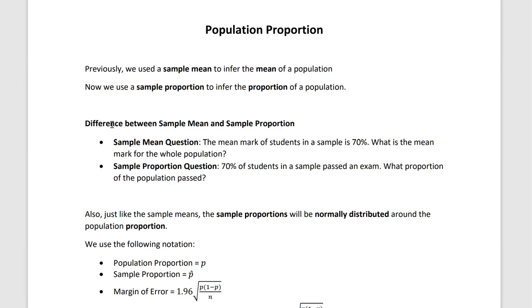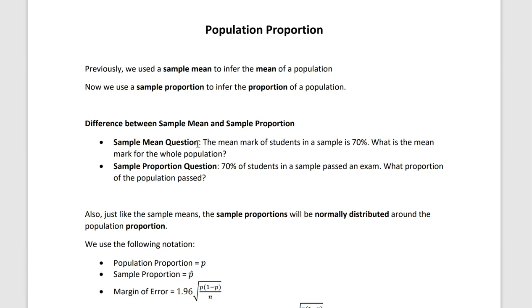To emphasize the difference, I'm showing two simple examples here. A sample mean question, which we've been doing, would be something like this: the mean mark of students in a sample is 70. What is the mean mark for the whole population? That's what you're trying to figure out. You're working from the sample with that mean mark of 70%, and you're trying to use that to predict, within a certain confidence interval, what the mean is for the whole population.